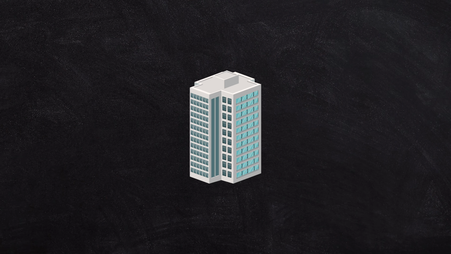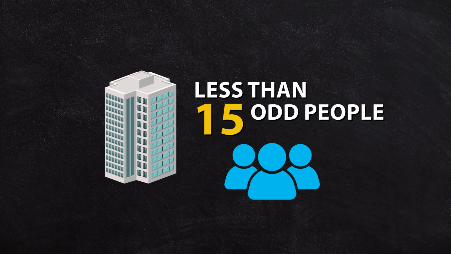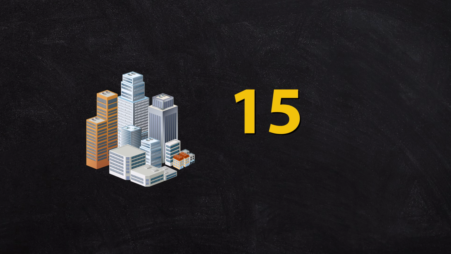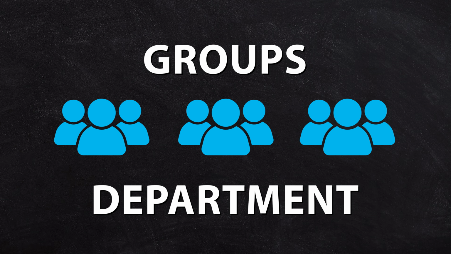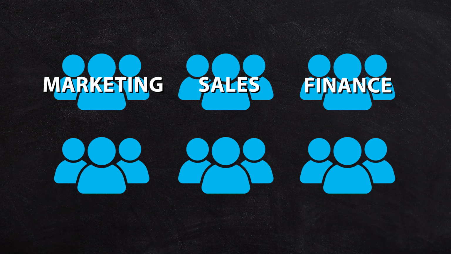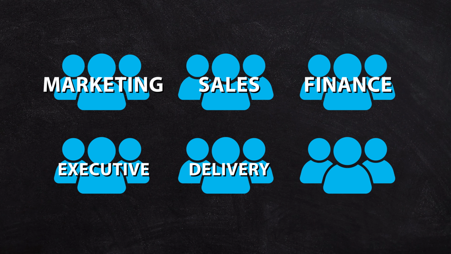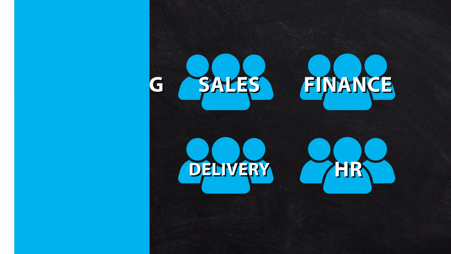If you are a small business or small team, and by that I mean less than 15 odd people in the company, my recommendation is that you stick with a simple set of groups, and I'll share with you what those simple groups are as an example. If you are a larger team or larger business, that means 15 or more in the organization, I'd recommend you set up groups based on department or groups based on division or area. So that might be one for marketing, one for sales, one for finance, one for executive, one for delivery, one for HR. You would set up one for every different area of the business.